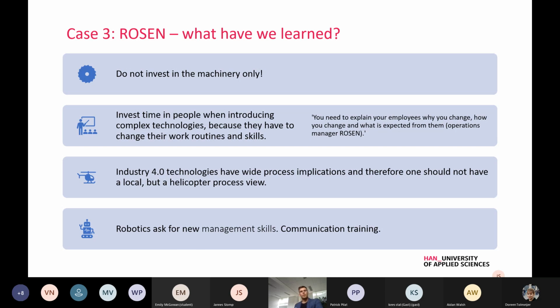So when you invested in it already, it's not actually doable to improve local projects, because that will lead to sub-optimization and will have a lot of effect on the other processes after this process. So in this specific case, he also mentioned a few times that the robotics and the communication between the robotics, but also human robotic interaction, asks for new management skills and communication training.